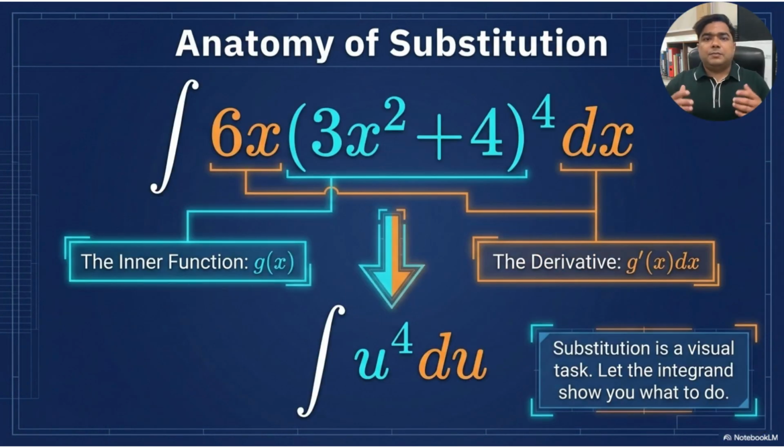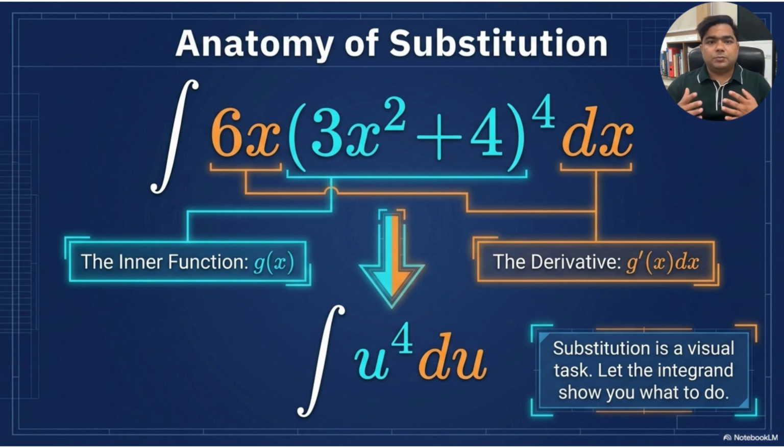Now we focus on substitution, also called U-substitution. Look at the example on the slide. We have an integral involving 6x multiplied by an expression inside parentheses. The expression inside parentheses is 3x squared plus 4, and the whole expression is raised to the fourth power. This looks complicated at first, but we notice something important. Inside the parentheses, the inner function is 3x squared plus 4. Its derivative is 6x, and 6x is already present outside the parentheses. This is the signal that substitution may work.